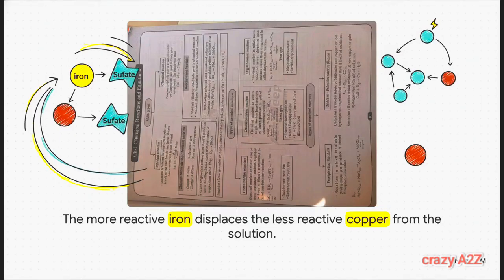So check this out. In this equation, you can see copper is dancing with sulfate. But here comes iron, who's way more reactive, so it just swoops right in, kicks the copper out, and forms a new partnership with the sulfate. And the poor, less reactive copper, it gets left all by itself. It's a classic chemical partner swap.